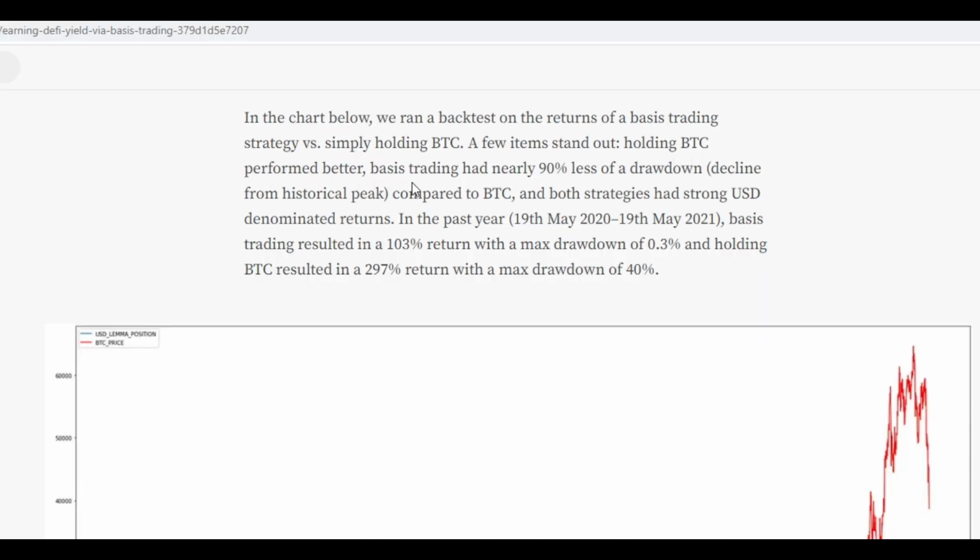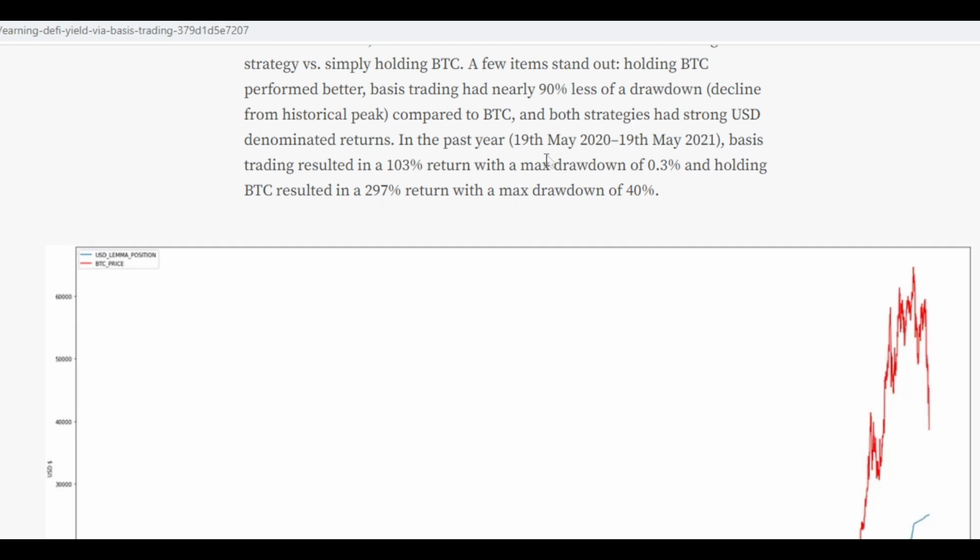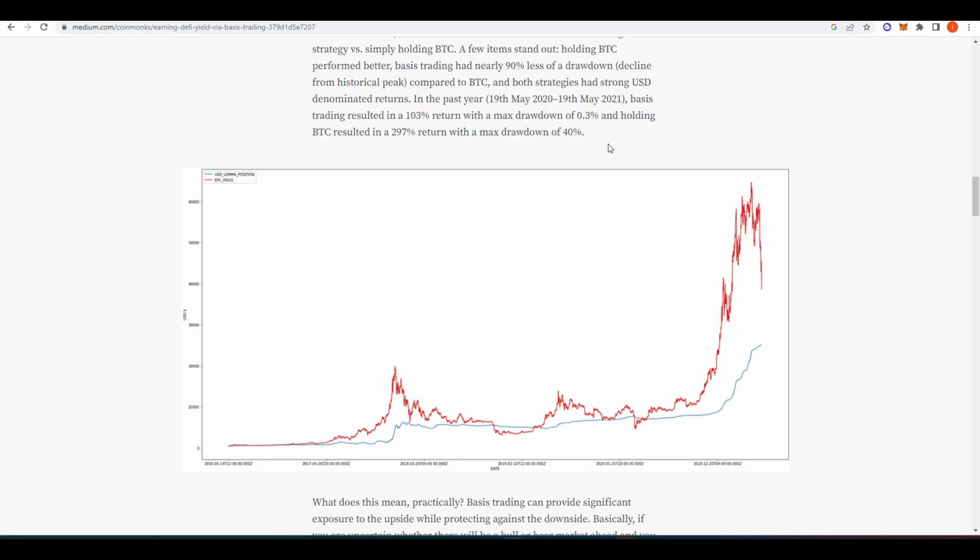Holding Bitcoin performed better, but basis trading had nearly 90% less of a drawdown, which is the decline from historical peak compared to Bitcoin. Both strategies had strong USD denominated returns. So in the past year, 19th of May 2020 to 19th of May 2021, basis trading resulted in a 103% return with a max drawdown of 0.3%, whereas holding BTC resulted in a 297% return with a max drawdown of 40%. So for some people, this will be attractive. You haven't made as much, but the drawdown has been very minimal. And so you know that your money is just slowly going up over time.